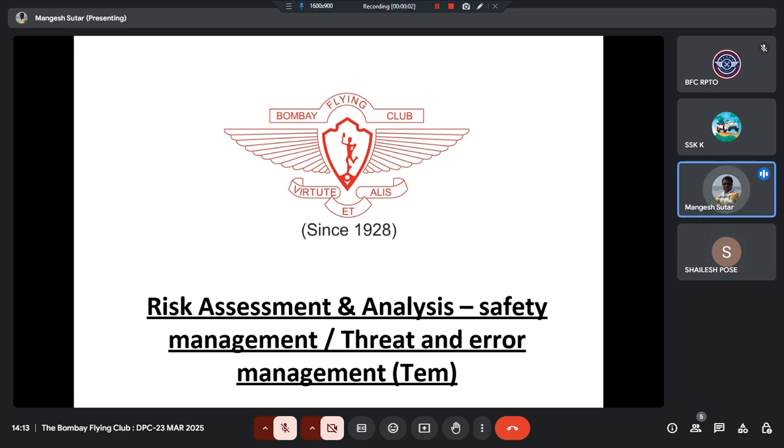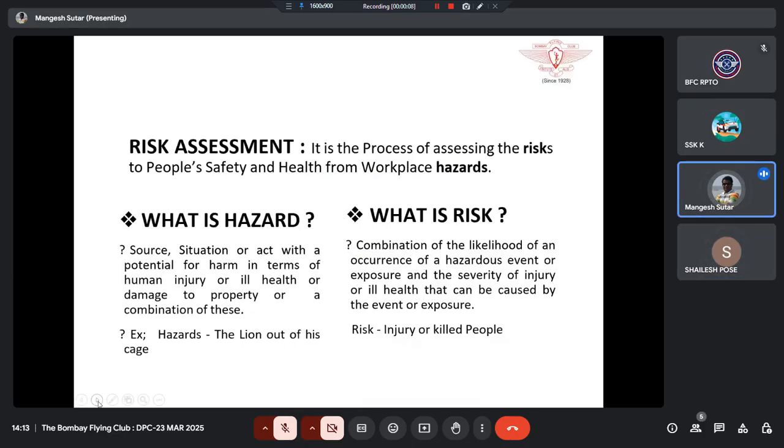Risk assessment and analysis. So we saw what risk assessment is, what the activity is. It is a process of assessing the risk to people's safety and health from workplace hazards. What is a hazard? When we talk about a hazard, it is nothing but a situation or act with the potential for harm in terms of human injury or ill health or damage to property, or a combination of these.